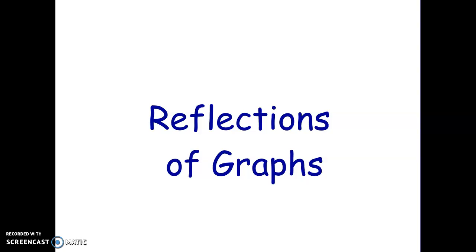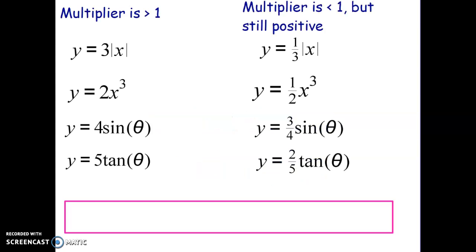We are going to finish up our study of transformations by looking at reflections of the graphs. You guys will notice that when we did our multipliers before, we did multipliers that were greater than 1, and you'll remember that this makes a vertical stretch. It pulls the graph away from the origin. We looked at what happens when the multiplier is less than 1 but still positive. This is a vertical shrink. It smashes the graph toward the origin.